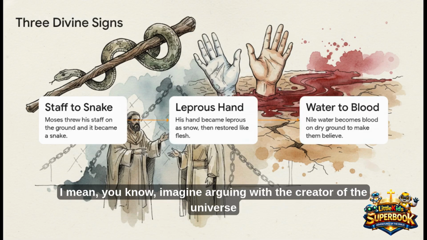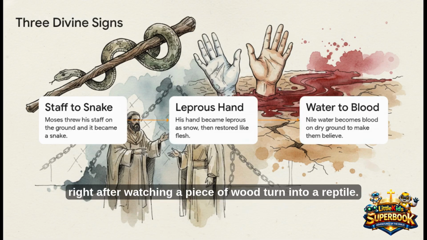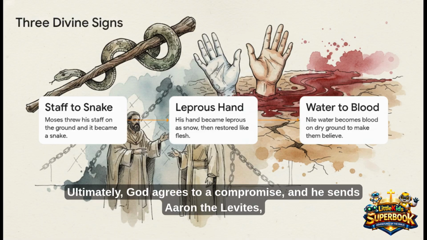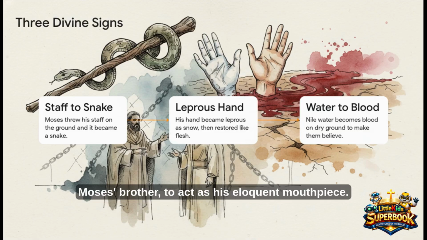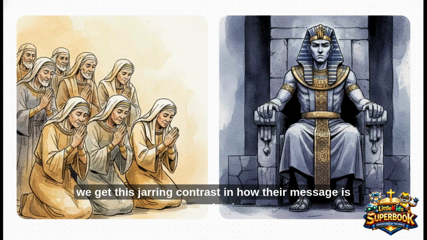I mean, imagine arguing with the creator of the universe right after watching a piece of wood turn into a reptile. Ultimately, God agrees to a compromise, and he sends Aaron the Levite, Moses' brother, to act as his eloquent mouthpiece. And right away, we get this jarring contrast in how their message is received.